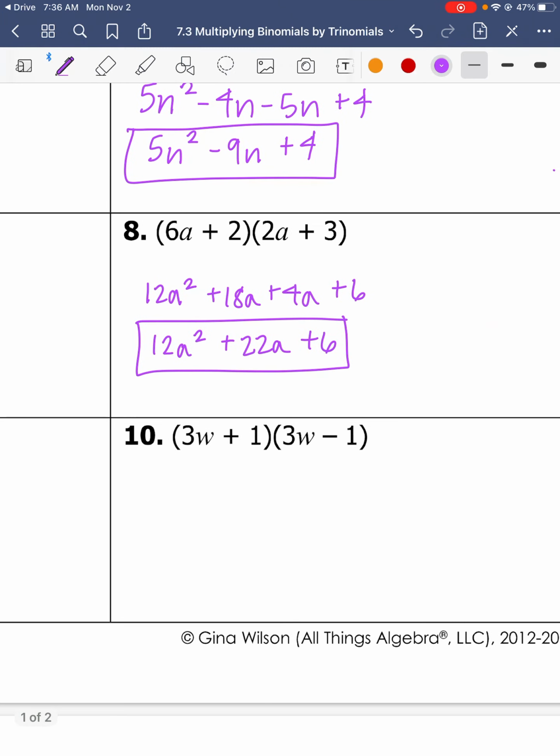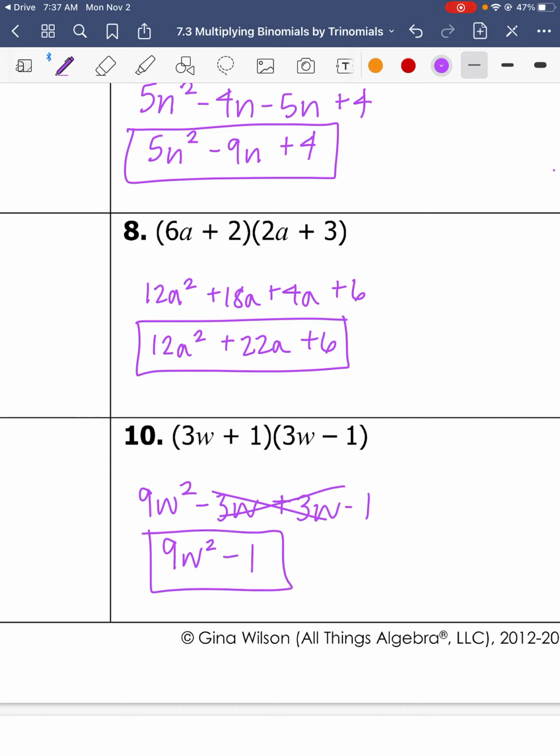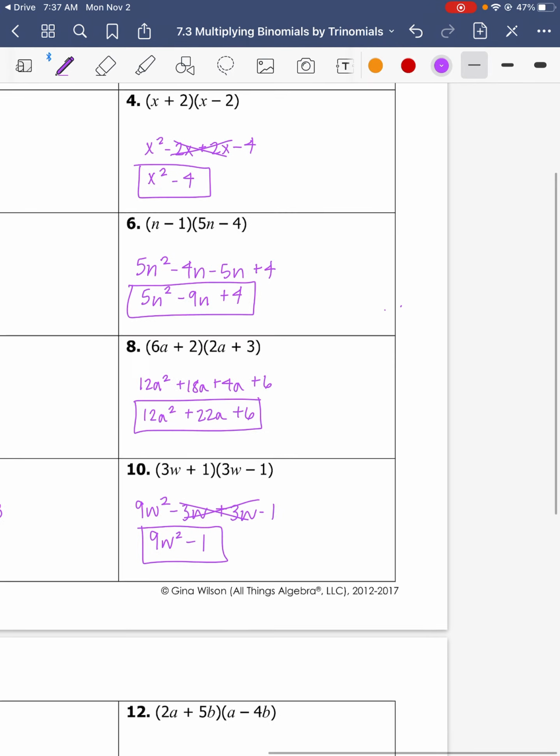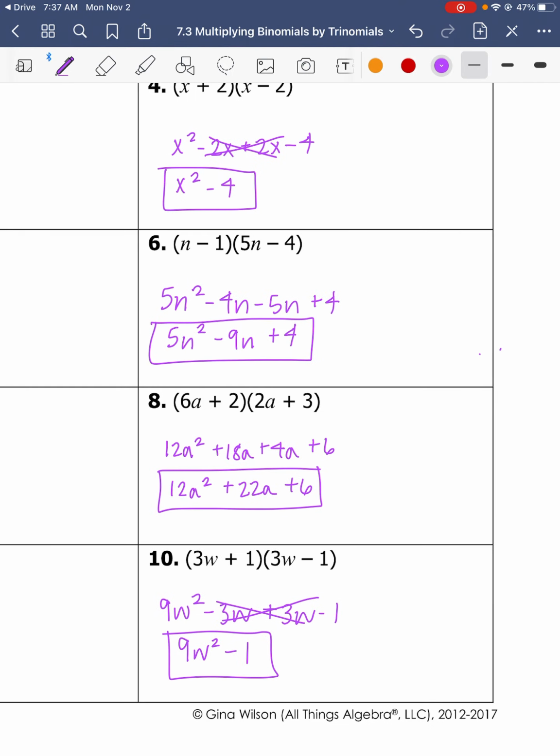All right, number 10, first two, 3w times 3w, 9w squared, outer 2 minus 3w, inner 2 plus 3w, last 2 minus 1. Combining like terms, 9w squared, negative 3w plus 3w is equal to 0, so these cancel out and we have -1.